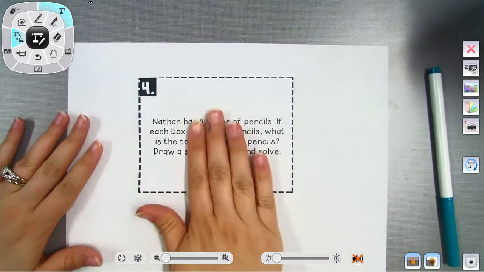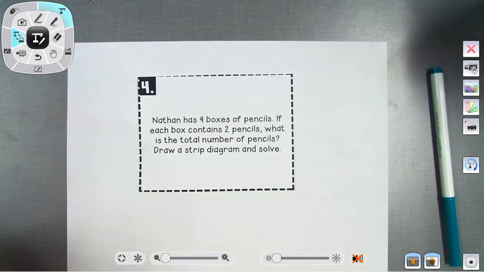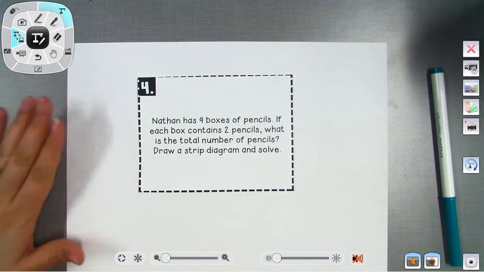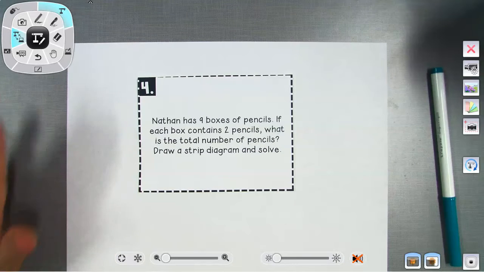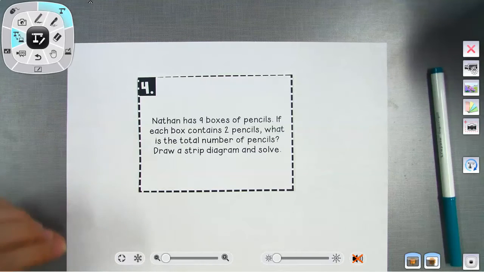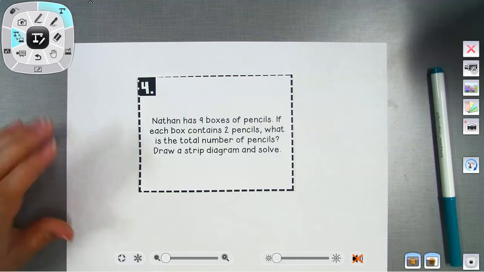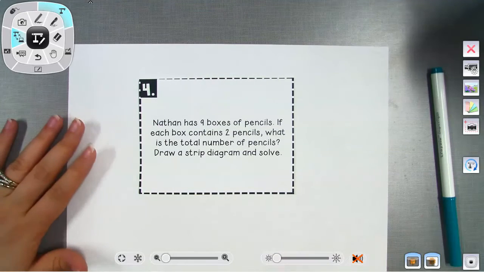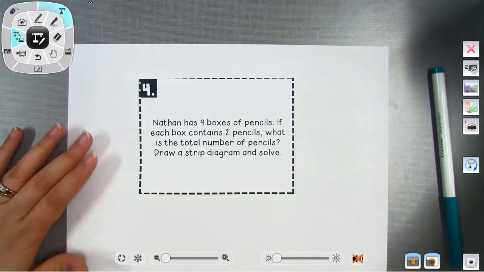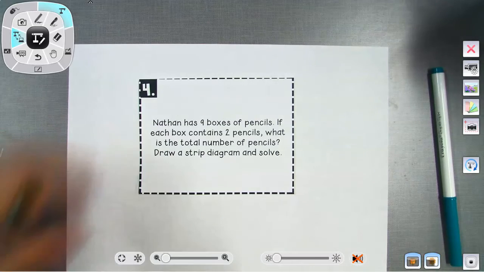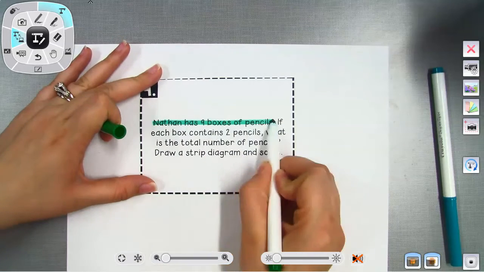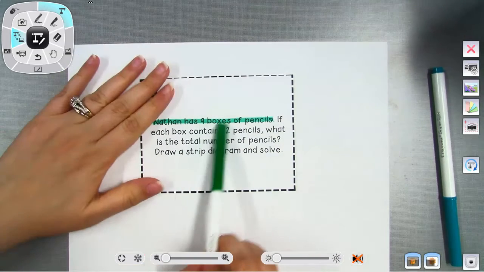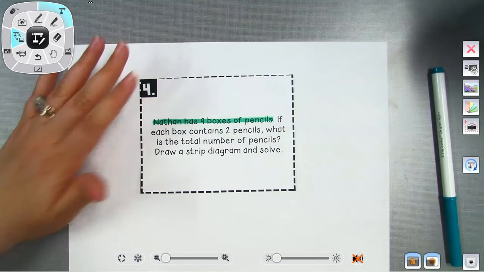I'm just going to read it. It says Nathan has 9 boxes of pencils. If each box contains 2 pencils, what is the total number of pencils? Draw a strip diagram and solve. So let's look at what it's telling us. It says he has 9 boxes of pencils. So 9 boxes is going to be our groups.